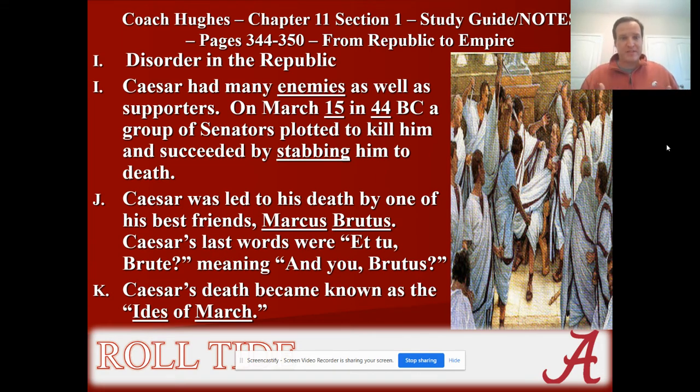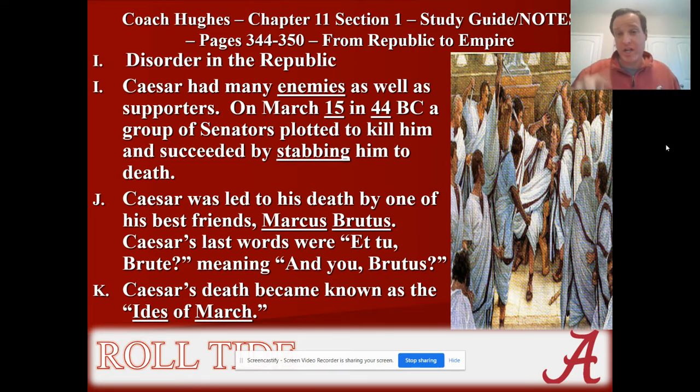After that first stab of Marcus Brutus, Julius Caesar looks up at Brutus and says, "Et tu, Brute," meaning, "And you, Brutus, you, my best friend, you're going to turn on me? You're going to lead what's about to happen?" And the other senators just take stab after stab. And Caesar dies in this assassination. Caesar's death becomes known as the Ides of March.